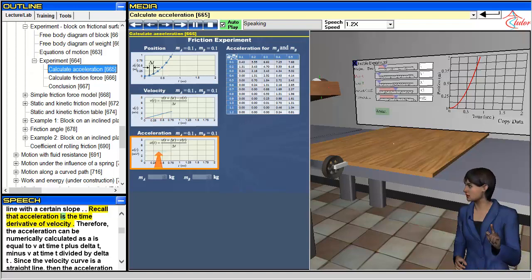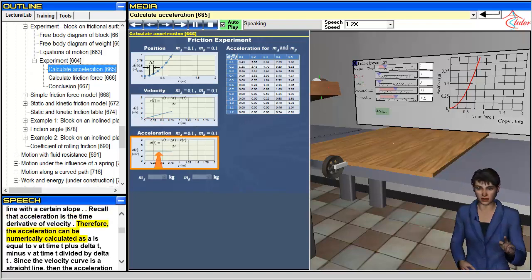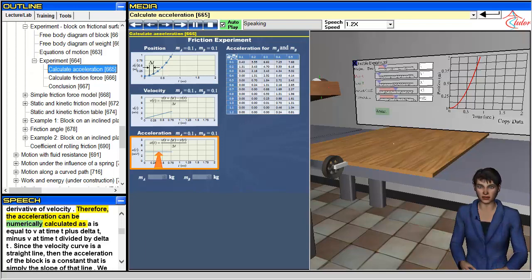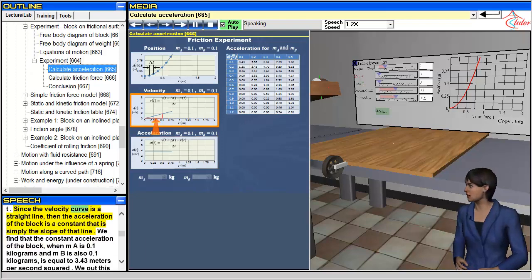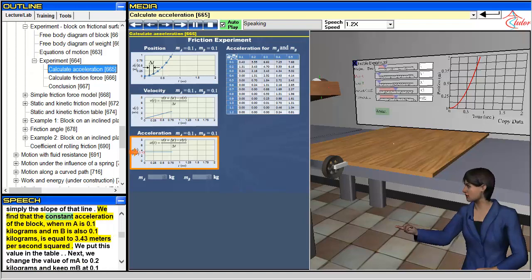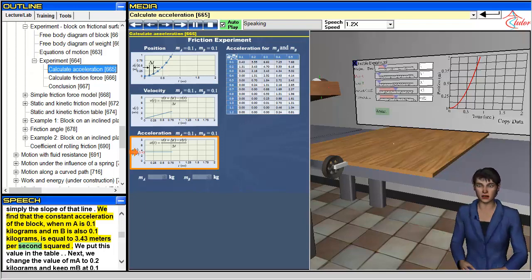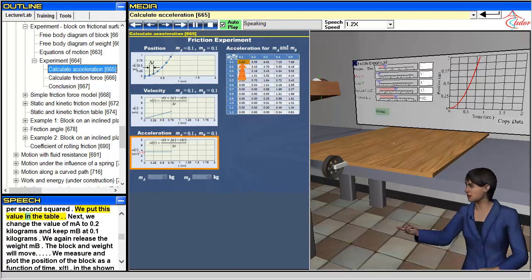Recall that acceleration is the time derivative of velocity. Therefore, the acceleration can be numerically calculated as a is equal to v at time t plus delta t, minus v at time t, divided by delta t. Since the velocity curve is a straight line, then the acceleration of the block is a constant that is simply the slope of that line. We find that the constant acceleration of the block, when ma is 0.1 kilograms and mb is also 0.1 kilograms, is equal to 3.43 meters per second squared. We put this value in the table.